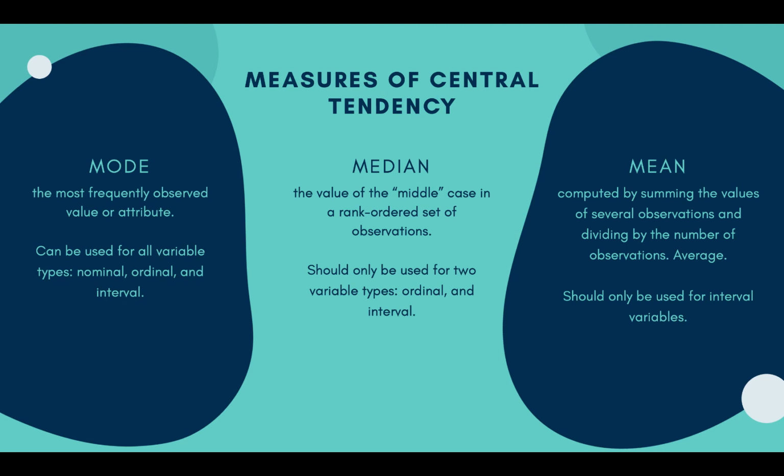Then finally, the mean. The mean is also known as the distribution's average. The mean is computed by summing up the values of several observations and then dividing that by the number of observations. Because it's the most sophisticated measure of central tendency, it requires that we use the most sophisticated level of measurement, which is interval ratio variables. So we can only calculate the mean if we have variables that have numbers attached to them, and we mean numbers that mean something.